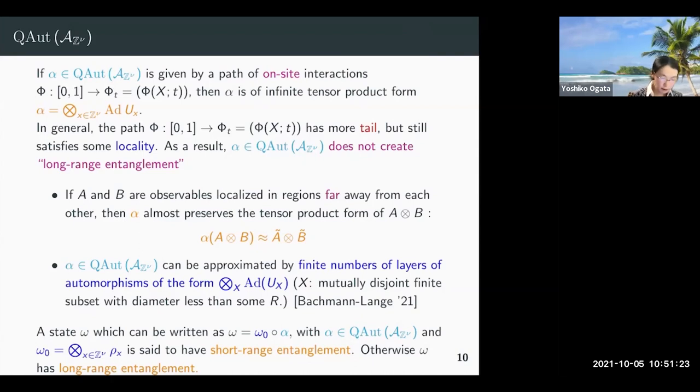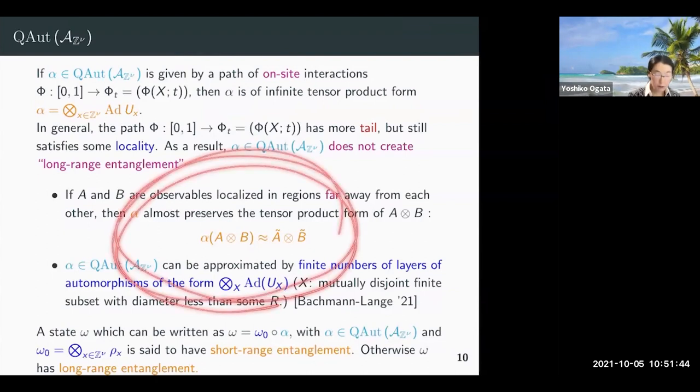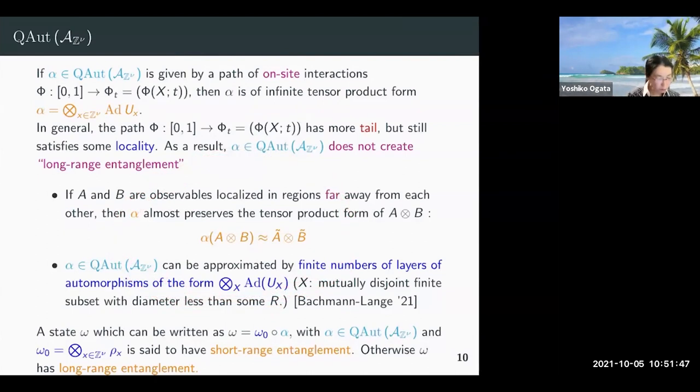But in general, it's not that extreme a situation. Our path is not an on-site interaction in general. It has more tail. As a result, we may create a little more entanglement, but from some physical observation, we can conclude that it does construct entanglement, but not long range entanglement. So there is some indication we can interpret an alpha in this class as not creating long range entanglement.